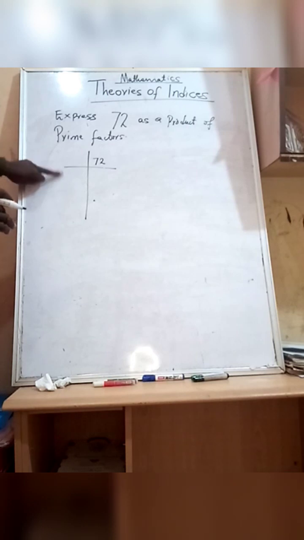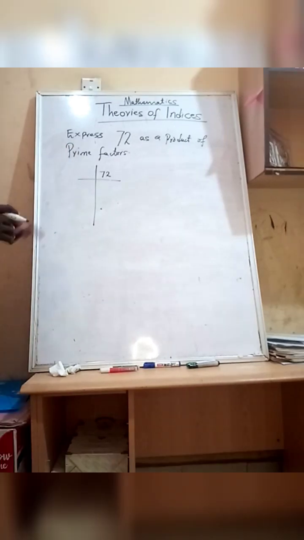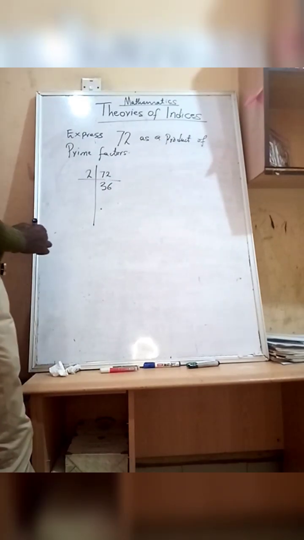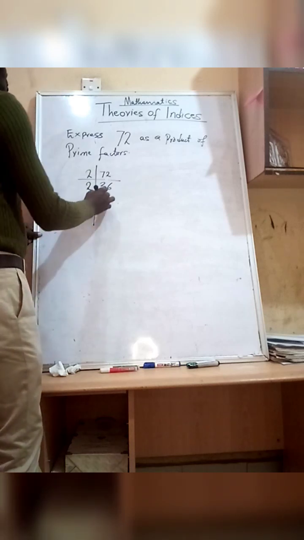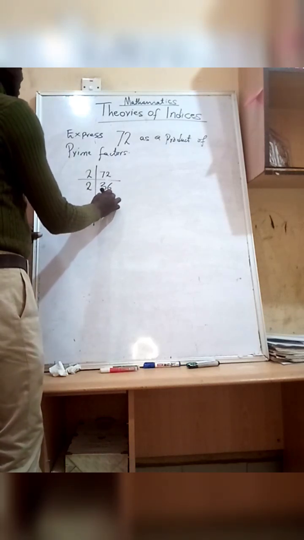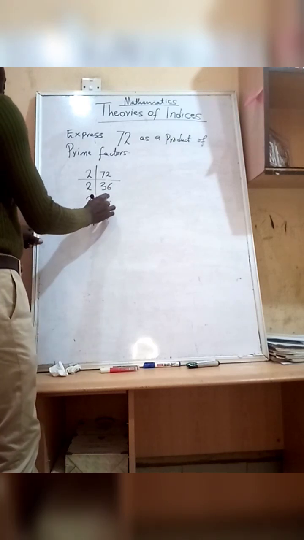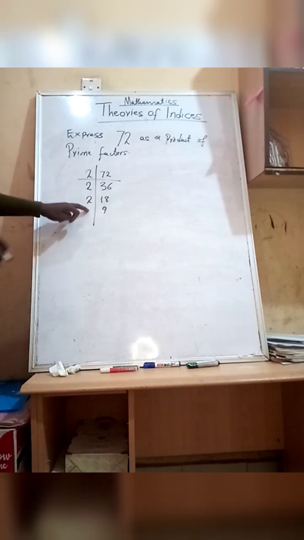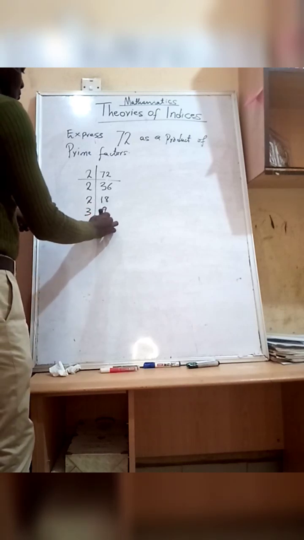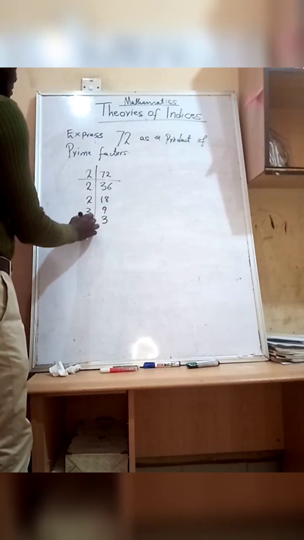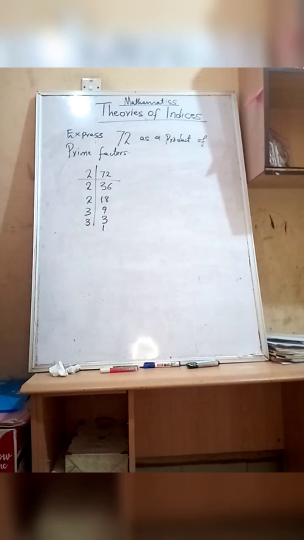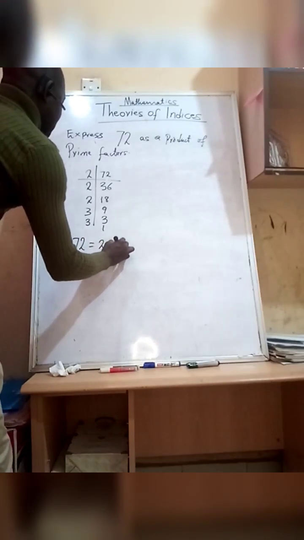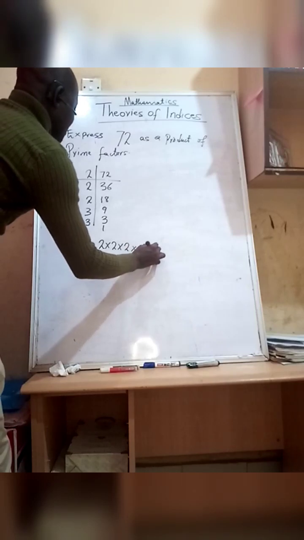You look at the smallest prime number that can go into it, which is 2. 2 can go here 36 times. 2 again, it will go 18 times. 2 again will go 9 times. This time around, 2 can no longer go, but 3 can. 3 here, 3, and 3, 1. So we now have 72 equals 2 times 2 times 2 times 3 times 3.